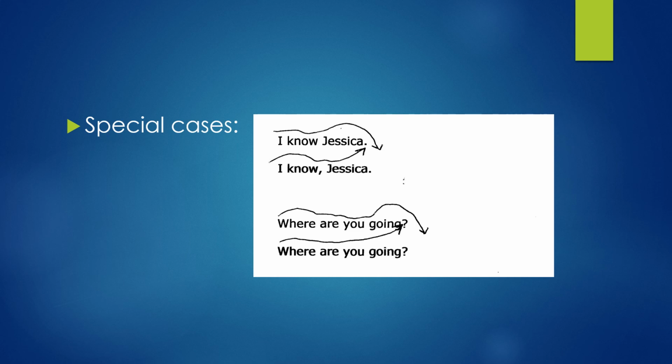This doesn't mean that there aren't special cases where this rule gets broken. Take, for example, the difference between "I know Jessica," rising-falling intonation because you're making a simple statement, and "I know Jessica?" rising intonation because you're saying Jessica's name at the end of your statement. Or using rising-falling intonation the first time you ask a question like, "Where are you going?" But rising intonation when you probably already know the answer but want clarification. "Where are you going?"